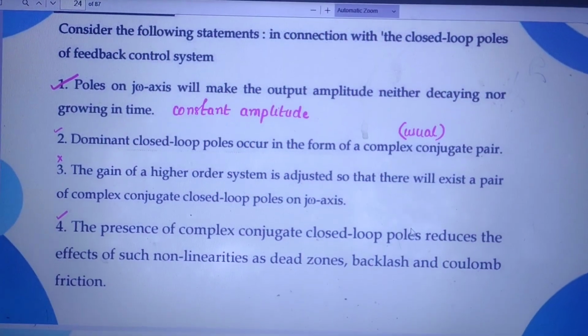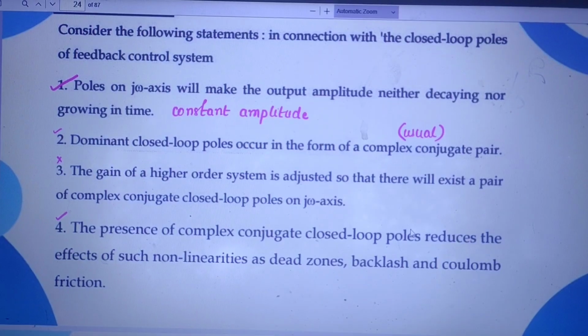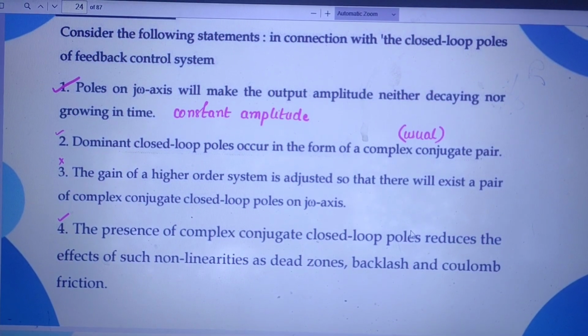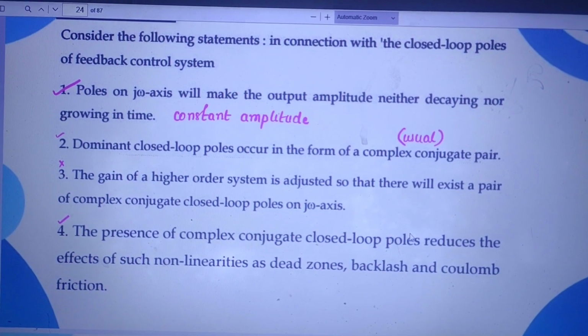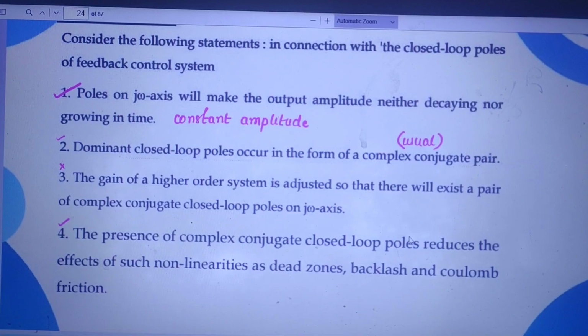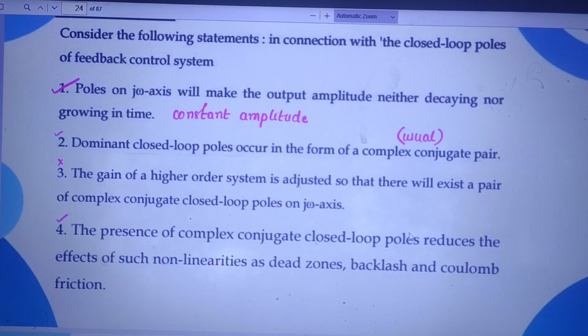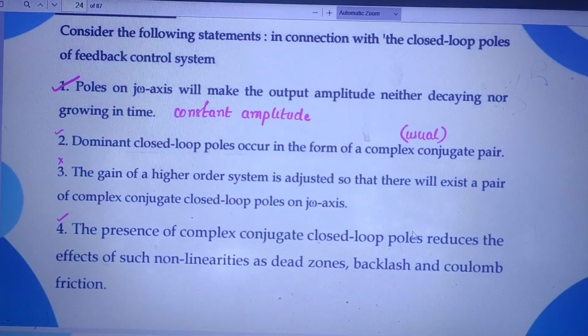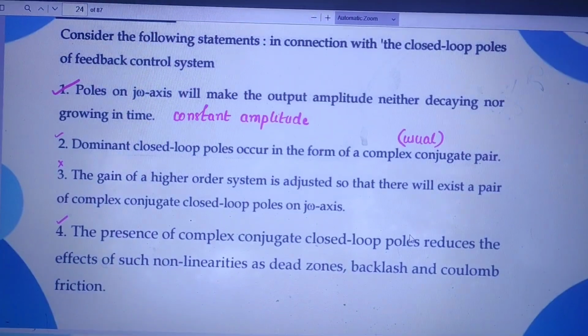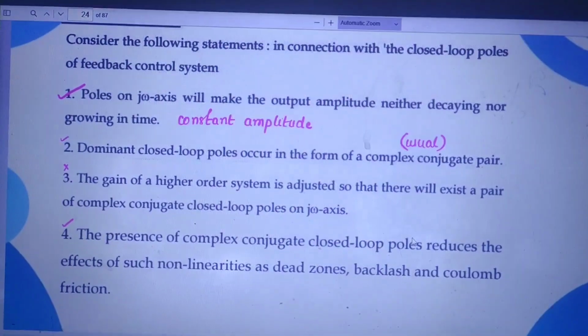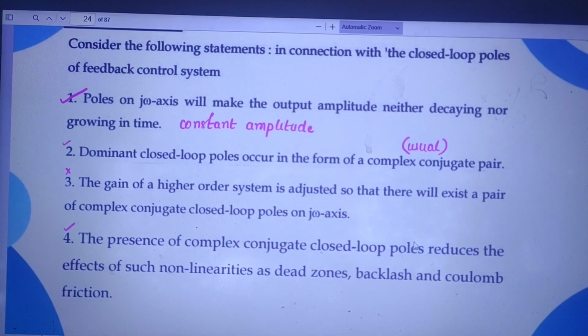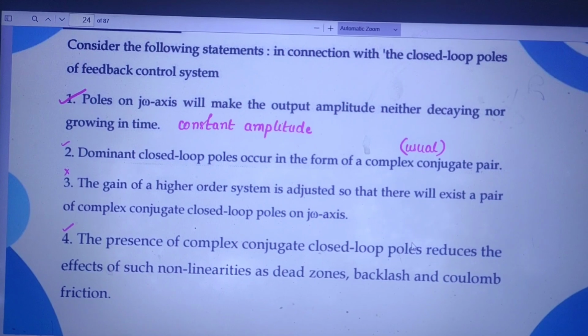Wrong. The presence of complex conjugate closed loop poles reduces the effect of dead zones, backlash and Coulomb friction. So if you have complex conjugate closed loop poles, then there will be absence of non-linearities.